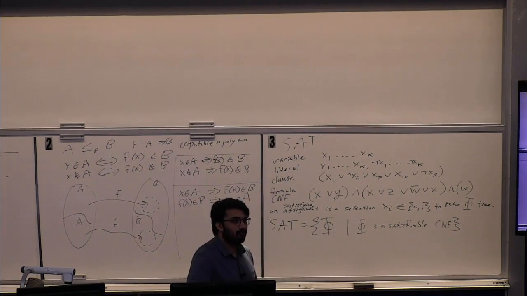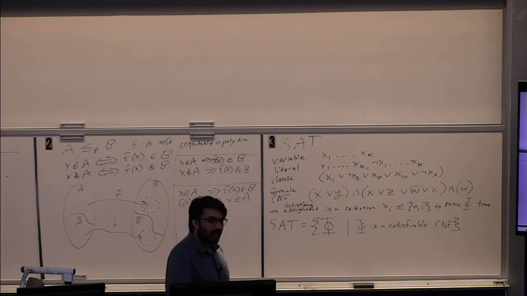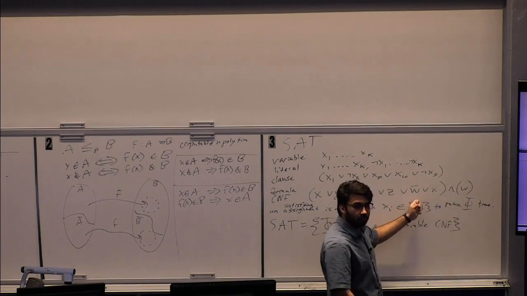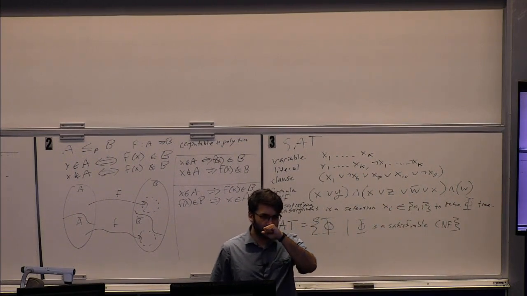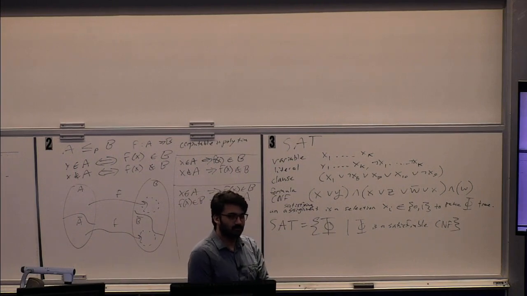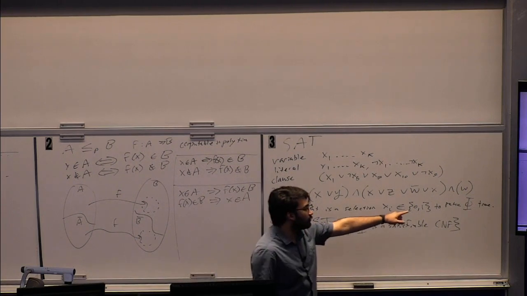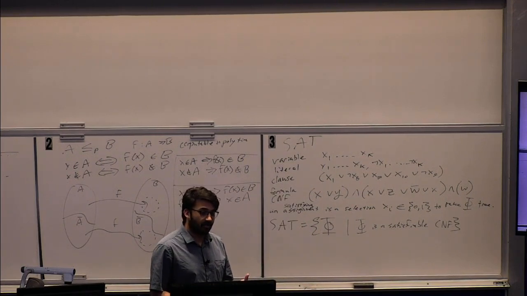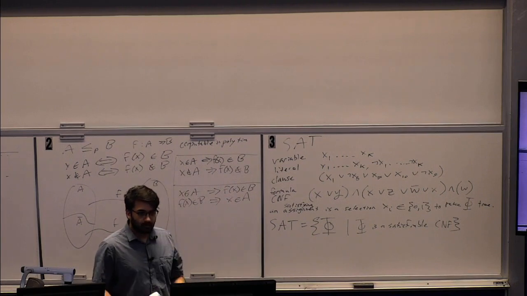A literal is a variable or a negation. So when you define a clause to be an OR of literals, it's an OR of the variables or the negation of the variables. So for example, here we have W and here we have not W, right? Does that answer your question? Here, for example, W and not W appear. So for a formula, and this is actually very important to the structure, if X can appear in one clause, not X can appear in a different clause. They can even appear in the same clause, right?